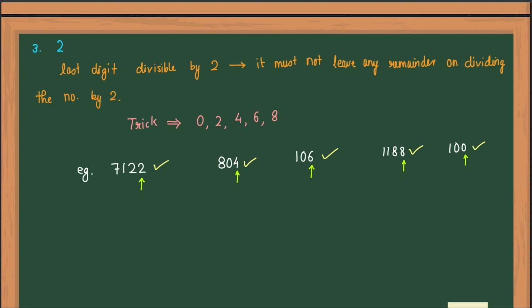But what if the number stated to us is 7123? The last digit over here is 3. Does 3 come under these digits? No, it doesn't. So this is not divisible by 2. If I write 959, again, 9 is not a part of those digits. So I can say that this number is also not divisible by 2. This is the simplest way that we can get to know whether a number is divisible by 2 or not. Let us consider our next digit.